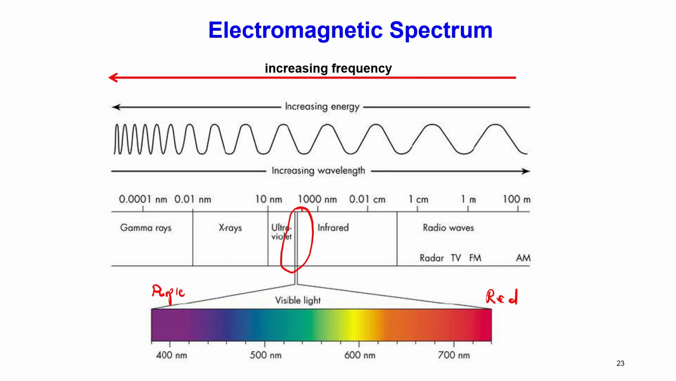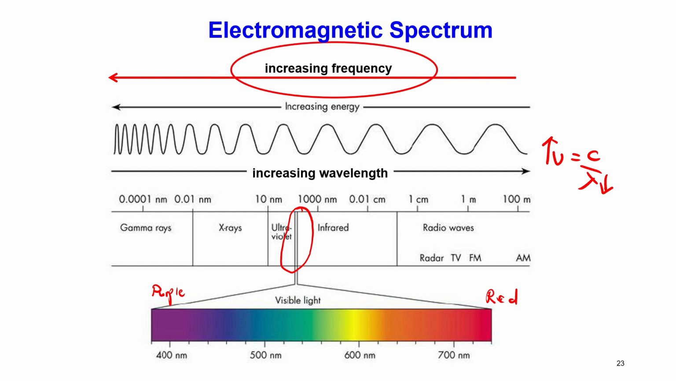So going to the left, the shorter the wavelength, the higher the frequency. This is because frequency is equal to c over lambda. It means when frequency is higher, lambda is lower. On the left-hand side lambda is lower, on the right-hand side lambda is higher. So on the left-hand side is increasing frequency, and on the right-hand side is increasing wavelength.